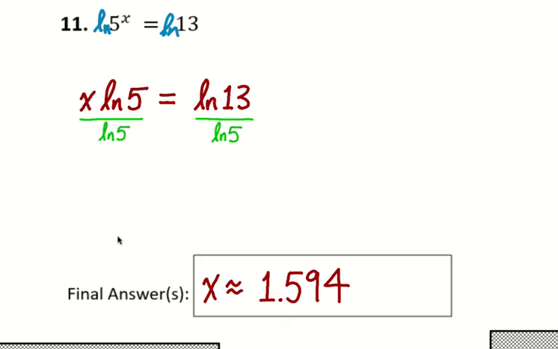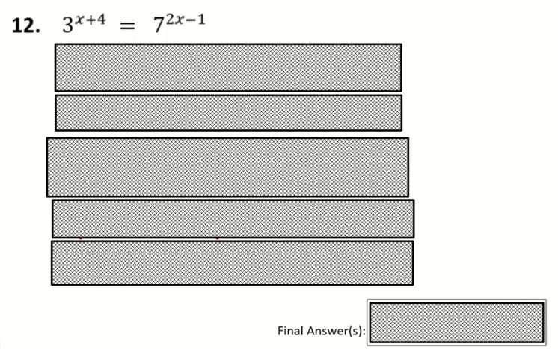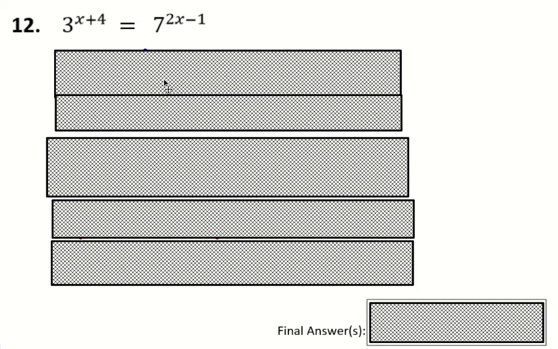So remember, we just take the natural log of both sides, because if there happens to be an e involved in the equation, then taking the natural log of both sides can potentially really pay off. Anyway, number 12, would we be able to go ahead and take the natural log of both sides right away? Yep.